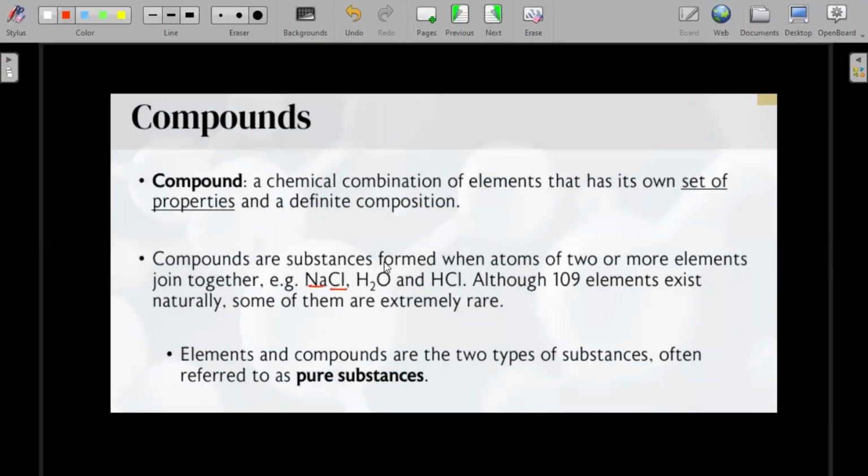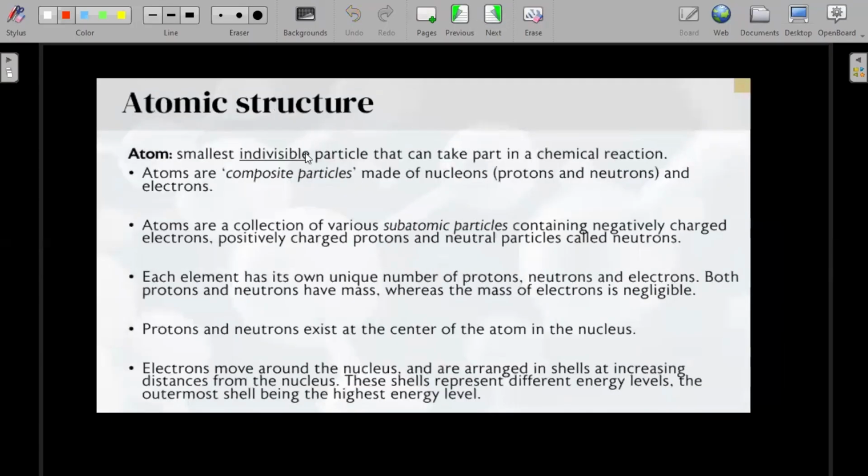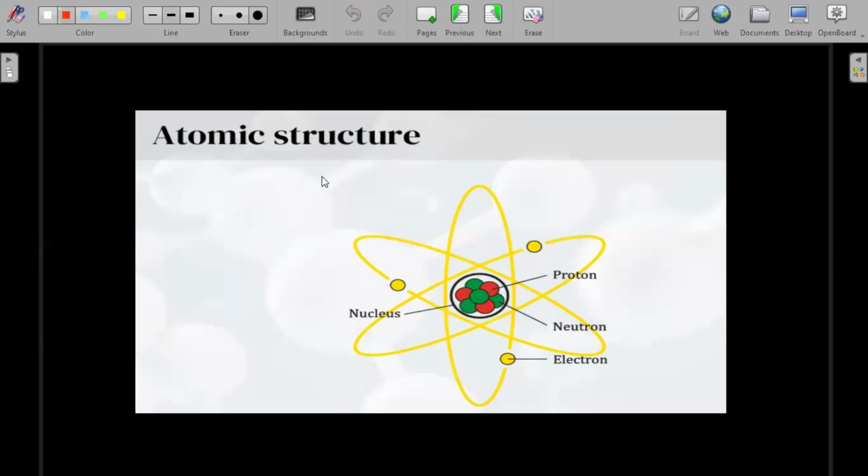Elements and compounds are the two types of substances, often referred to as pure substances. Now, if you look at the structure of an atom, it is composed of three particles. The first one is the proton, then the neutron, and the electron. These are the three particles of an atom.